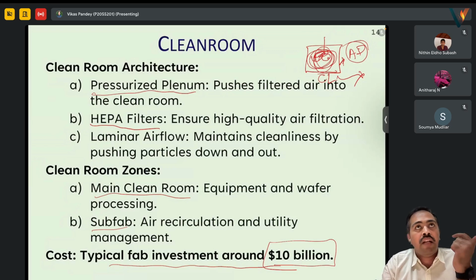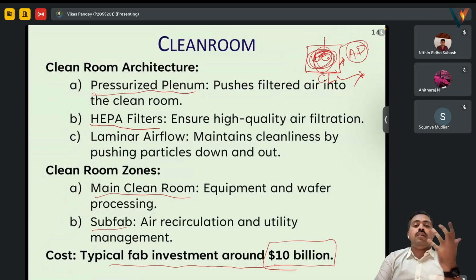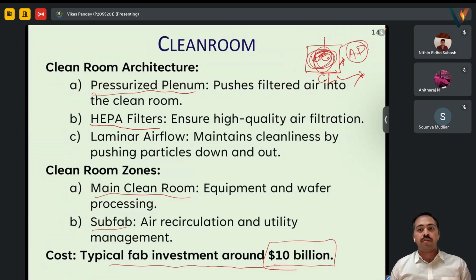Okay, in India, we don't have a commercial fab facility yet, though the government is investing a lot, and we have some test facilities, lab kind of facilities. And in some years, you will find that India will also have some commercial facility. So we have seen that.